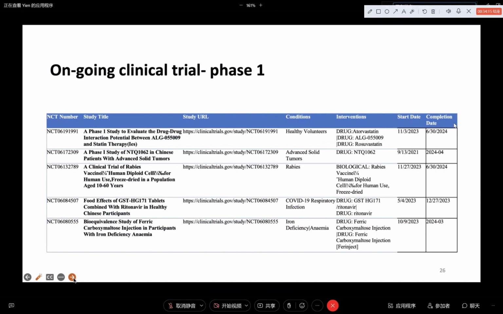And this is the list of the Malaysian clinical trials in phase 1. Here I presented 5 of the studies that are ongoing clinical trials in phase 1. Firstly, we can see the NCT numbers, the ID numbers of each study.